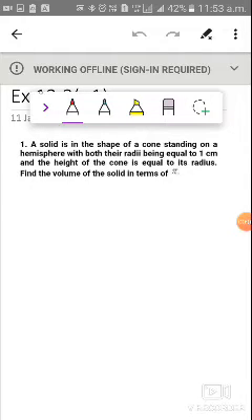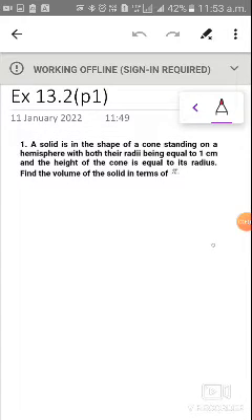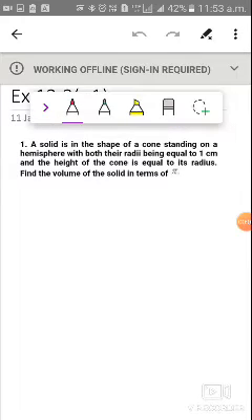10th. Today we are going to do a few questions from exercise 13.2, and here is the first question. A solid is in the shape of a cone standing on a hemisphere with both their radii being equal to 1 centimeter and the height of the cone is equal to its radius. Find the volume of the solid in terms of pi. Okay, so we need to find the volume of the solid in terms of pi, right?